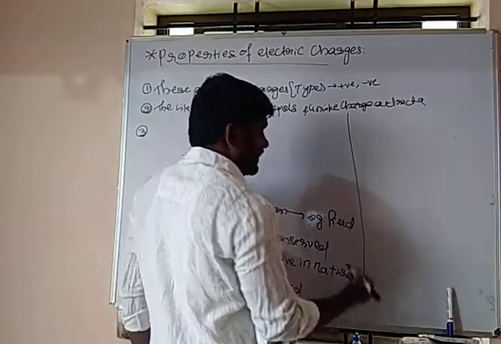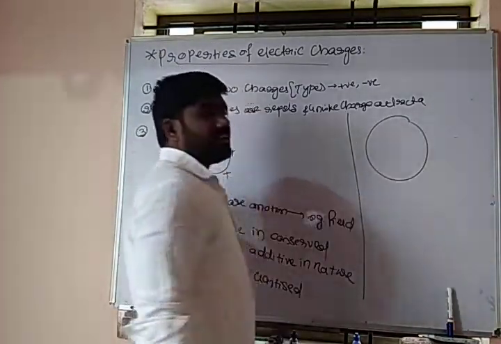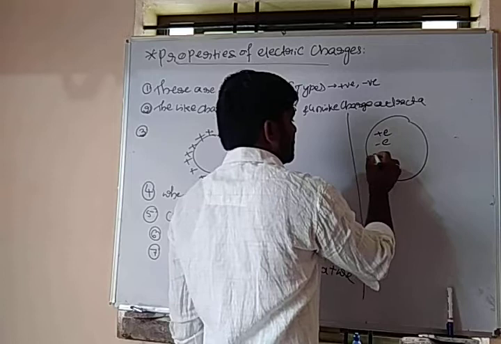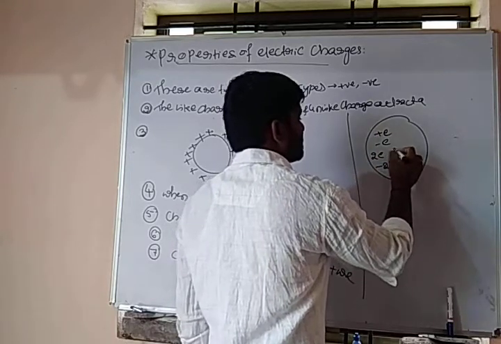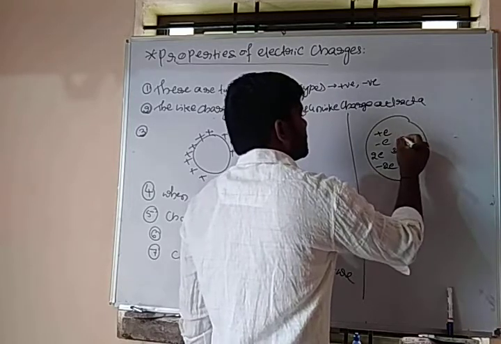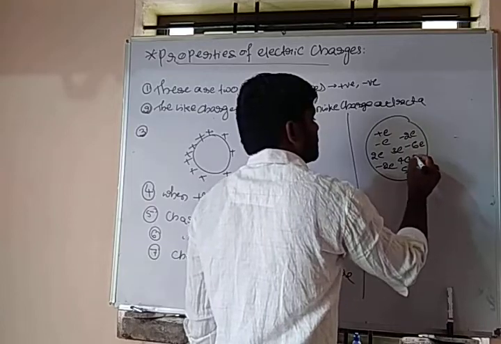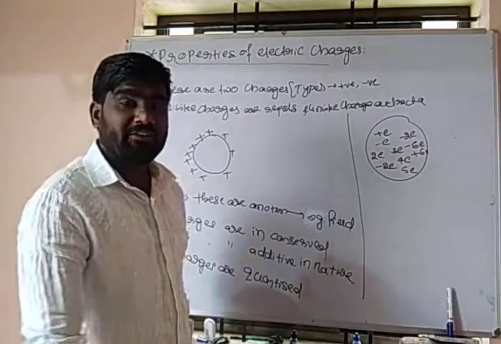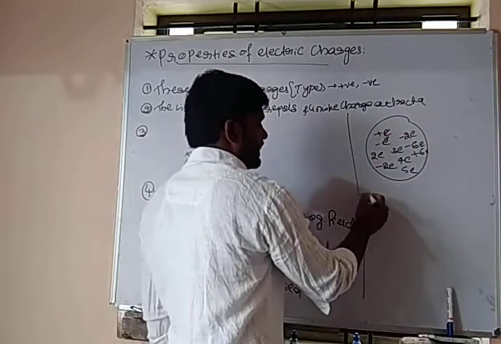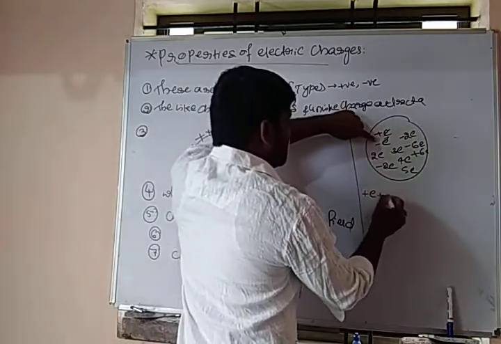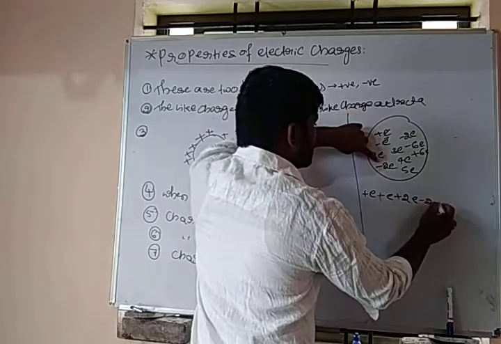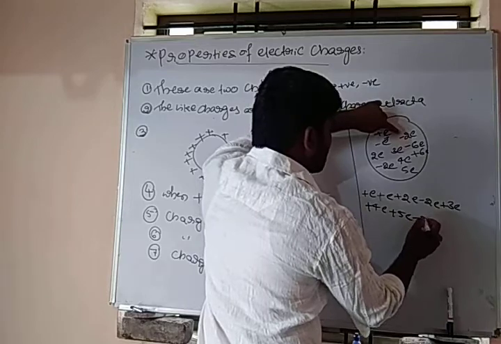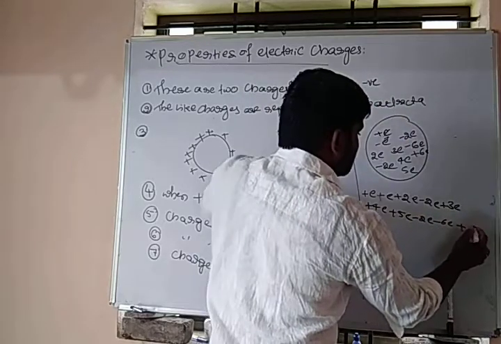What is meant by charges being additive in nature? See here, I am taking this as your sphere. There are a lot of positive charges and electrons. Additive in nature means what? See here, E gets cancelled. Shall I write E minus E plus 2E minus 2E plus 3E plus 4E plus 5E minus again 2E minus 6E plus 6E.